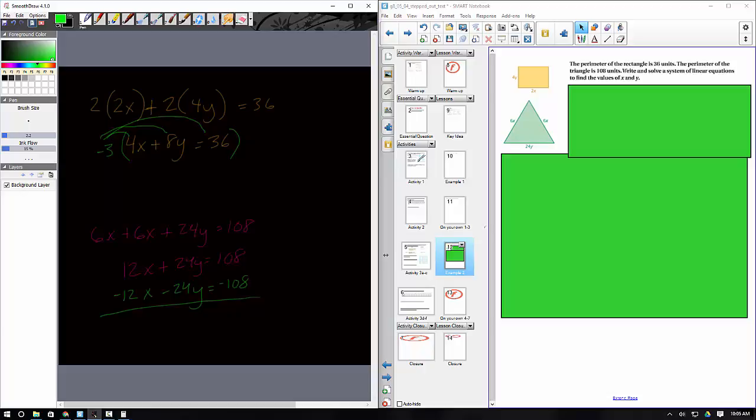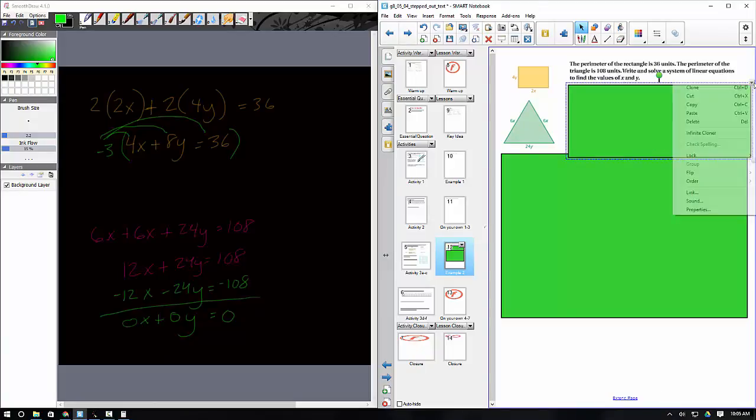The important part of this is that all solutions will work. No matter what I plug into this one to make it work, it will work for this one as well because they're the same, right? So in this case, when I subtract these from each other, I will have 0x plus 0y equals 0. And when you have this, it means all solutions do in fact work. So I'll show you this right here.